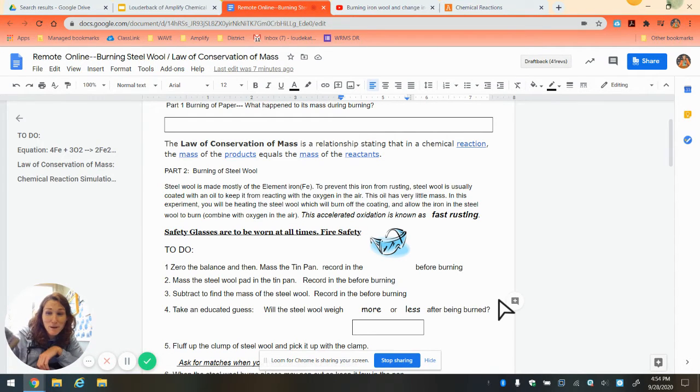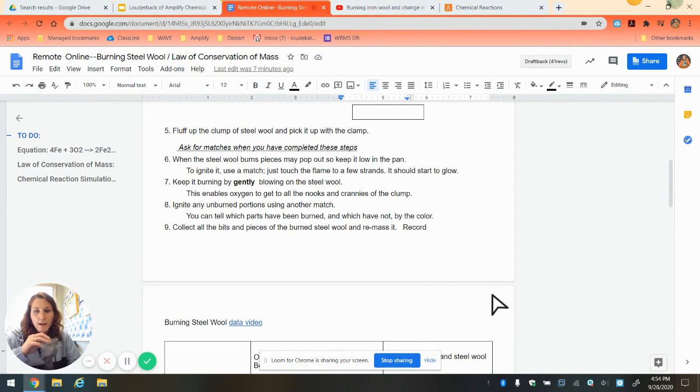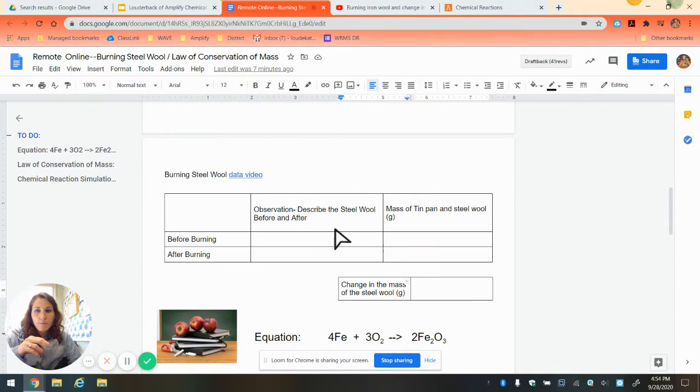So, some fun facts about steel wool. You can buy any of this at the grocery store or hardware store. But what we're going to do in the class is you're going to measure the mass of the steel wool before the reaction, and you're going to measure the mass of the steel wool after the reaction, and you're going to observe what happens, okay?